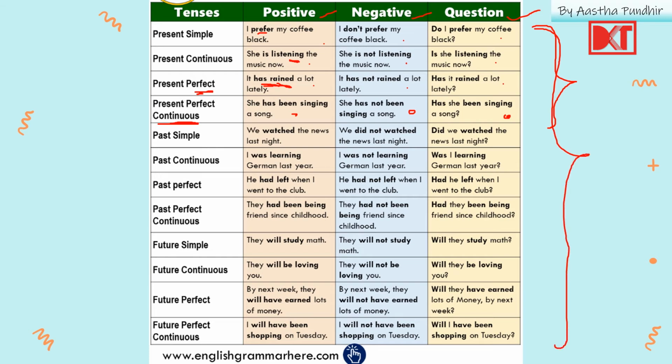All right, for a basic quick understanding of how present simple, present continuous, present perfect continuous, then past simple, past continuous, past perfect and past perfect continuous, then for future, future simple, future continuous, future perfect and future perfect continuous are formed.